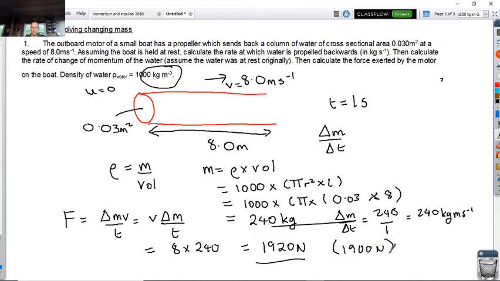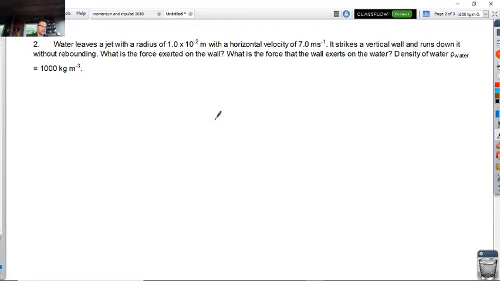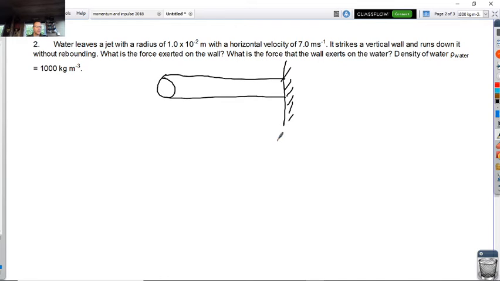Technically, you should do that, but I'm going to be quite happy with 3 significant figures there. So that's the first one. The second one, we've got a water jet, and the water jet now is presumed to be like a cylinder. It's going like this.